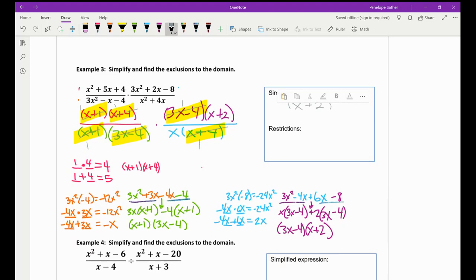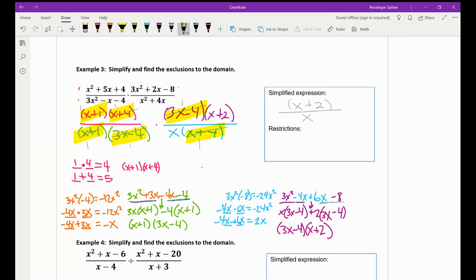You don't necessarily have to write the parentheses on there. You can if you want. At the denominator, you've got 1 times x times 1. So you end up with an x. Now, the interesting part about this is that we do need to look for restrictions again.